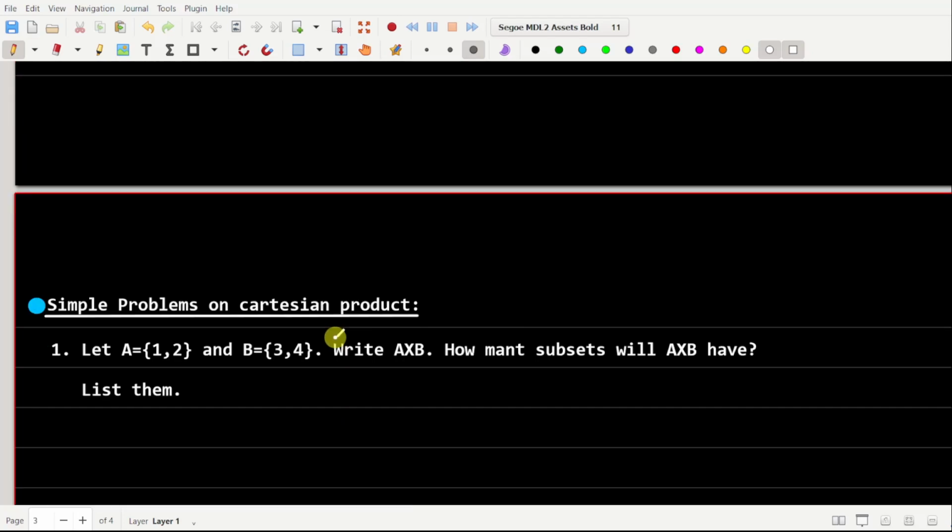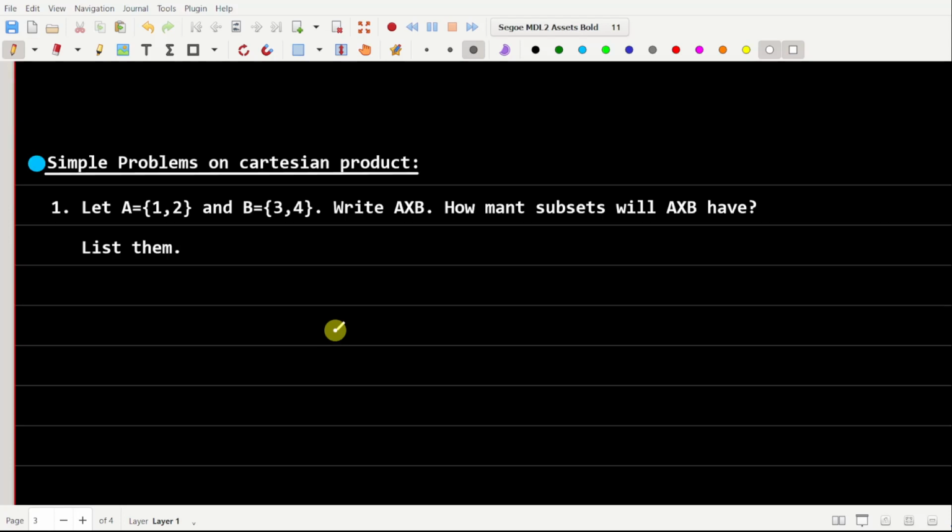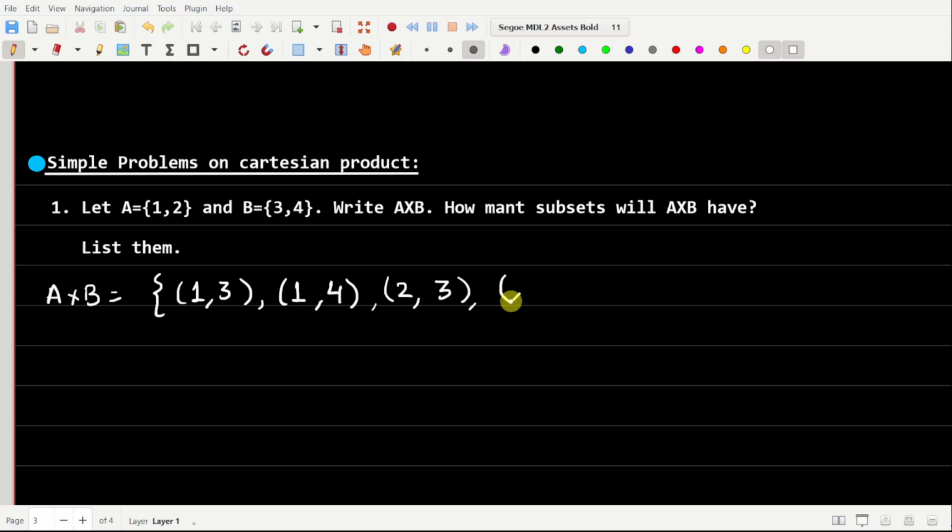Now we will just take simple problems on the Cartesian product. Let A and B be given. Write down A cross B. It is very simple. A cross B will be, the first element of A is 1, first element of B is 3, so (1, 3). Now first element of A, second element of B, 4. Now the second element of A and the first element of B, and the second element of A and the second element of B. So these are the ordered pairs in the Cartesian product. 4 ordered pairs, right?